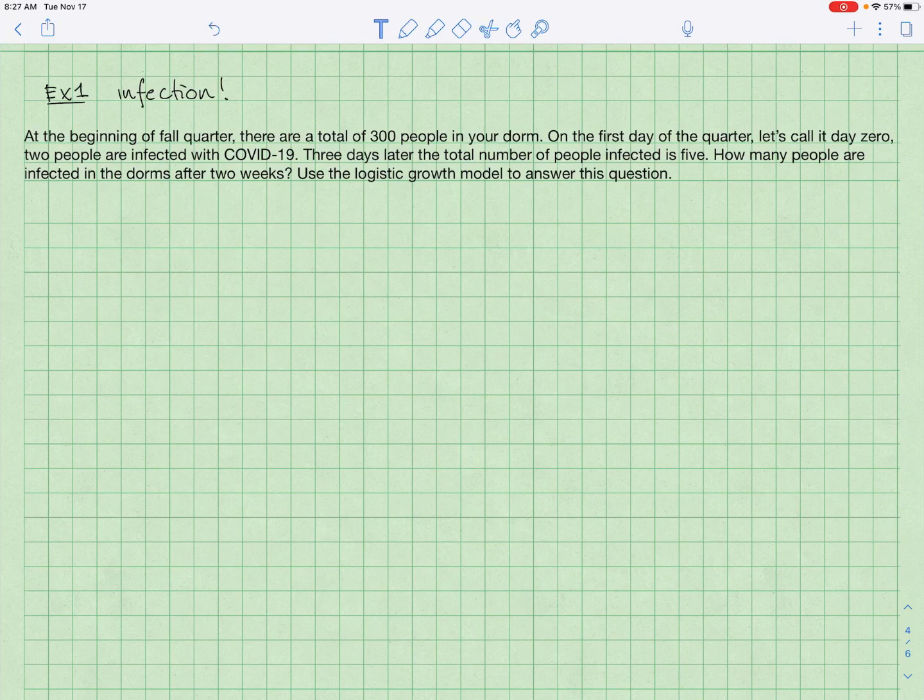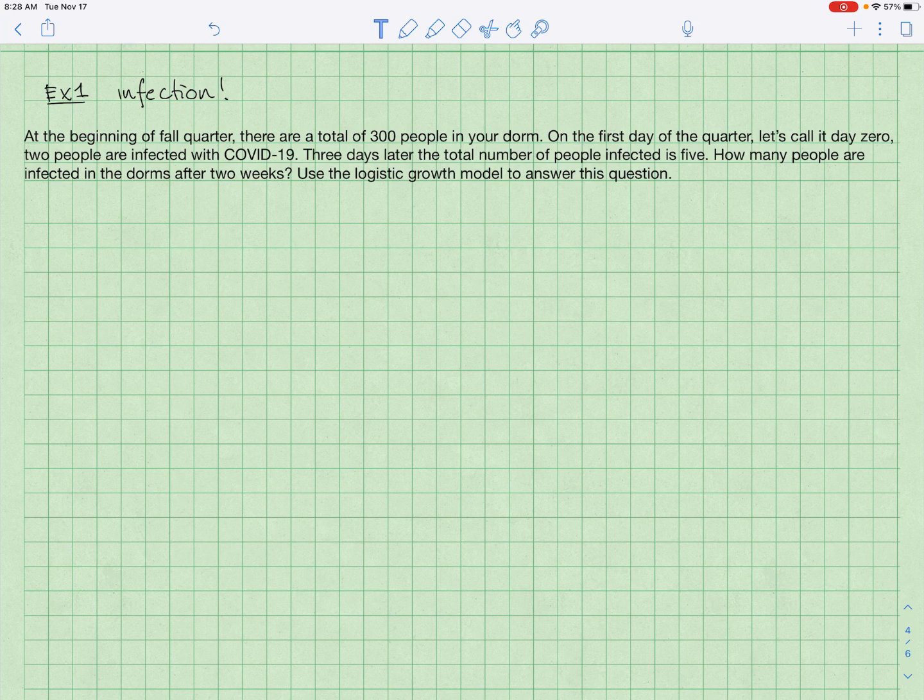All right, folks, here we go with a little infection. At the beginning of fall quarter, there are a total of 300 people in your dorm, assume. On the first day of the quarter, let's call that day 0, 2 people are infected with COVID-19. 3 days later, the total number of people infected is 5. How many people are infected in the dorms?